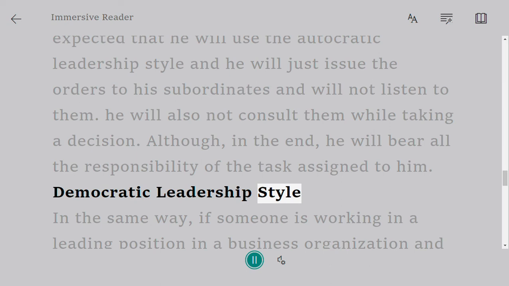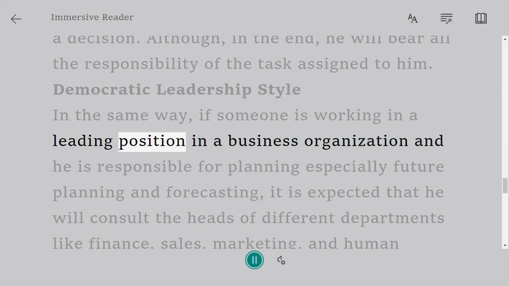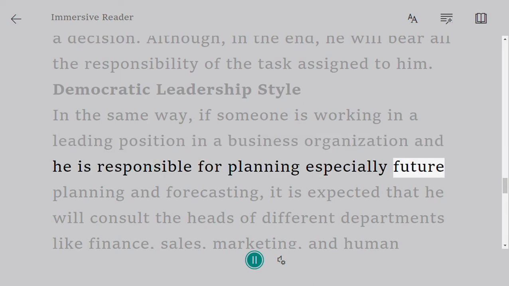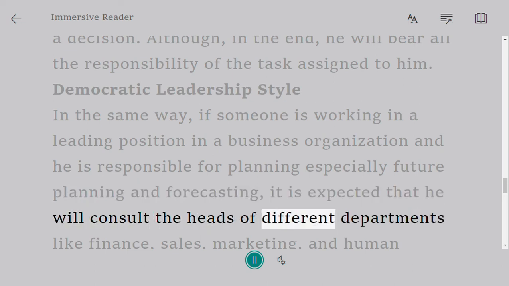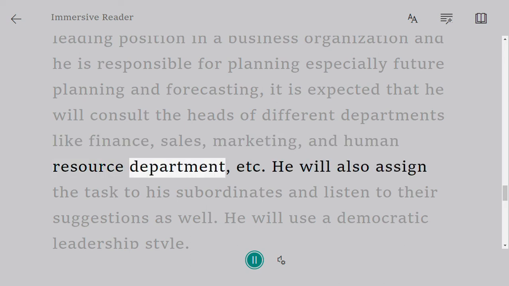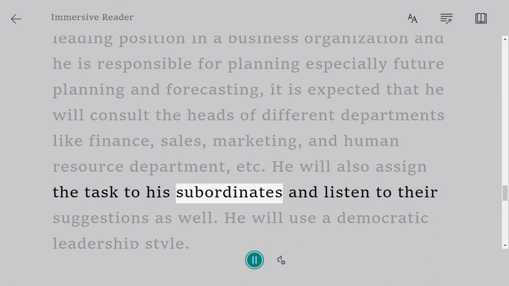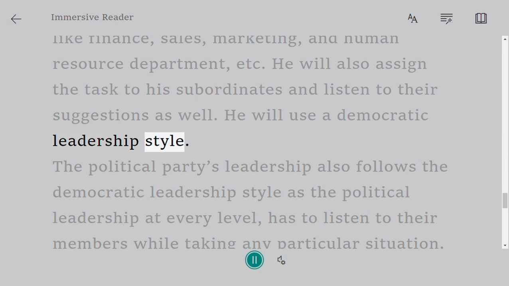Democratic leadership style. In the same way, if someone is working in a leading position in a business organization, and he is responsible for planning, especially future planning and forecasting, it is expected that he will consult the heads of different departments like finance, sales, marketing, and human resource department, etc. He will also assign the task to his subordinates and listen to their suggestions as well. He will use a democratic leadership style.